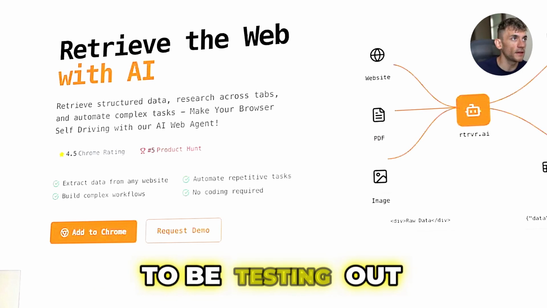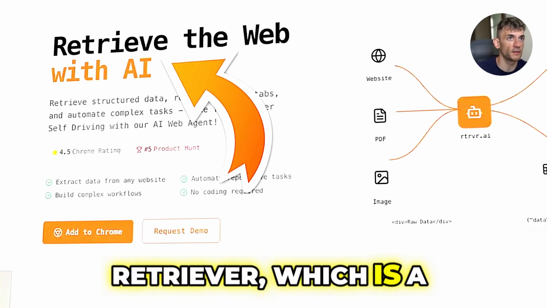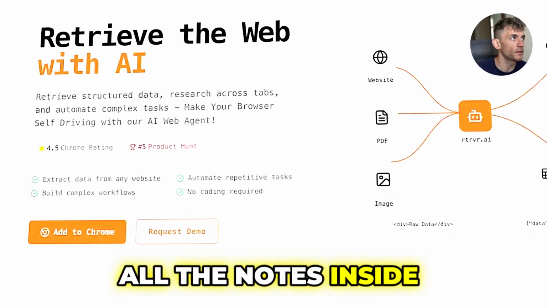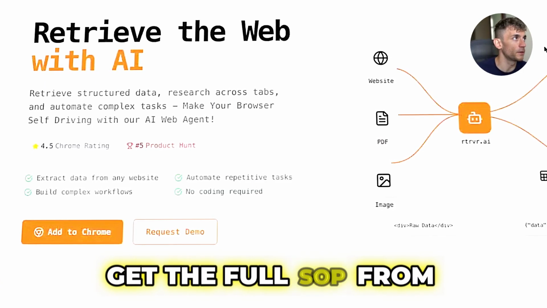So today we're going to be testing out Retriever, which is a free Chrome extension. You can get it at retriever.ai. All the notes are inside the AI Profit Boardroom if you just want to get the full SOP from me.